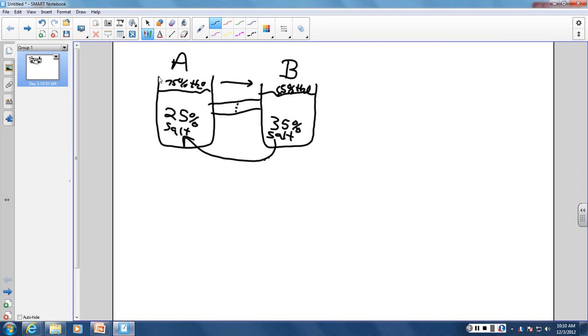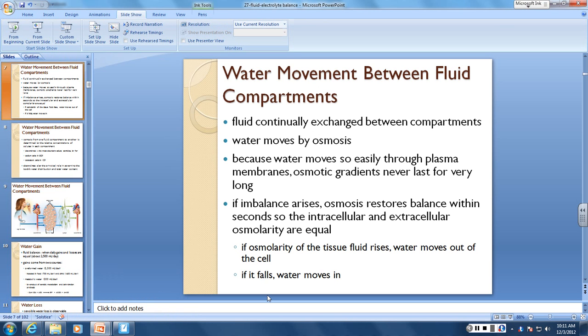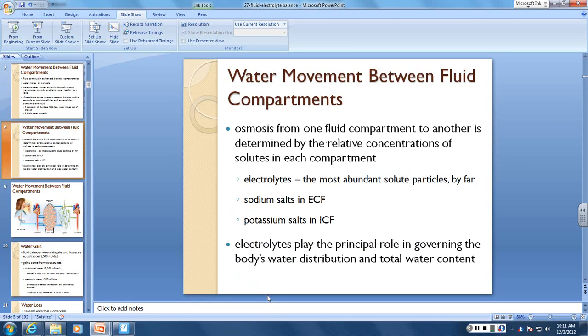Not a big deal. But in thinking about osmolarity, let's go back to the slide where it says, that last bullet point, if imbalances arise, osmosis restores balance within seconds. If osmolarity of tissue fluid rises, water moves out of the cell. So what you should be thinking here is everything's balanced between tissue fluid and cells. Let's look at the next slide first.